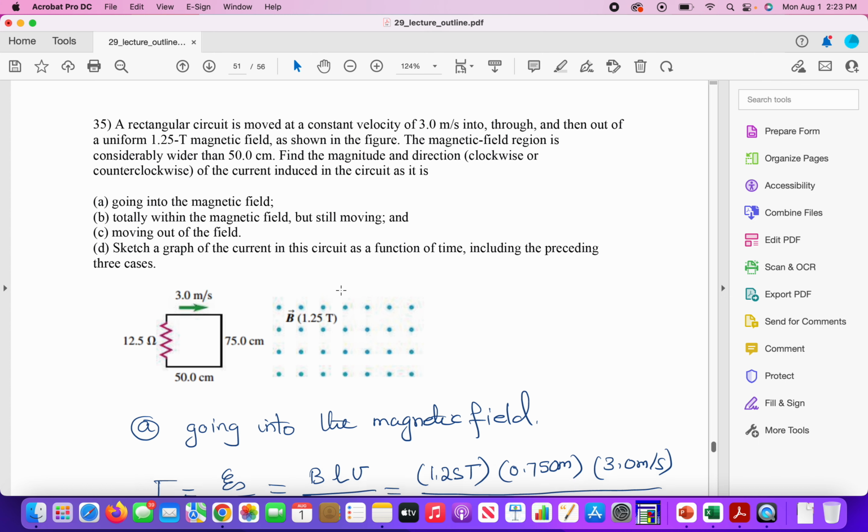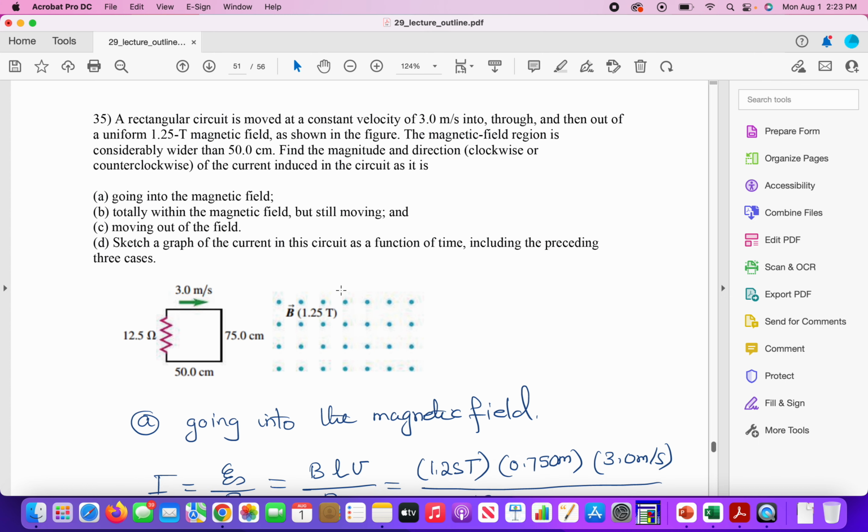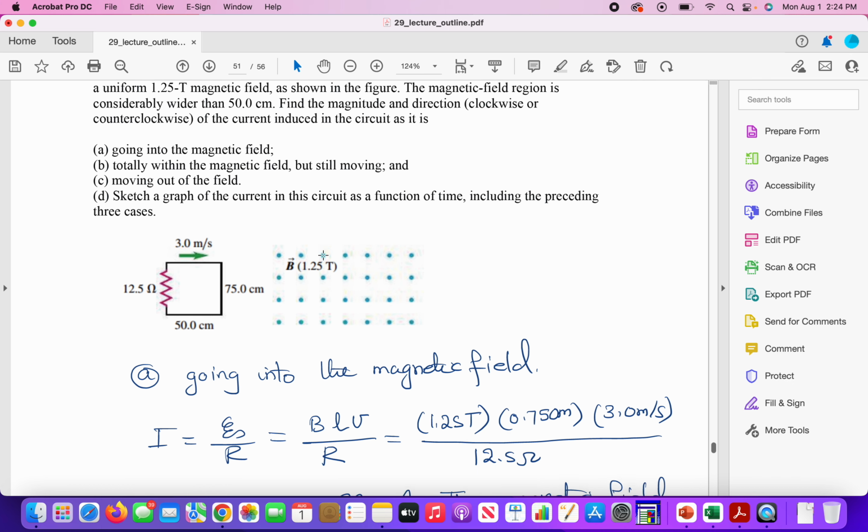The next one: a rectangular circuit is moved at a constant velocity of 3 meters per second into, through, and then out of a uniform 1.25 Tesla magnetic field as shown in the figure. The magnetic field region is considerably wider than 50 centimeters. Find the magnitude and direction, clockwise or counterclockwise, of the current induced in the circuit as it is going into the magnetic field, totally within the magnetic field but still moving, and moving out of the field. Sketch a graph of the current in this circuit as a function of time, including the preceding 3 cases.